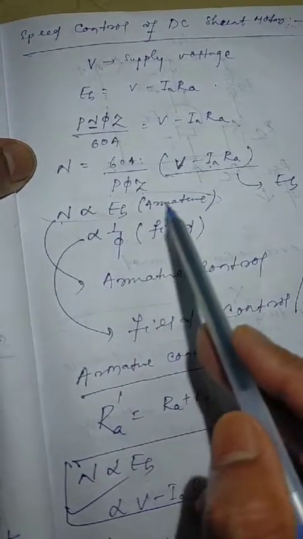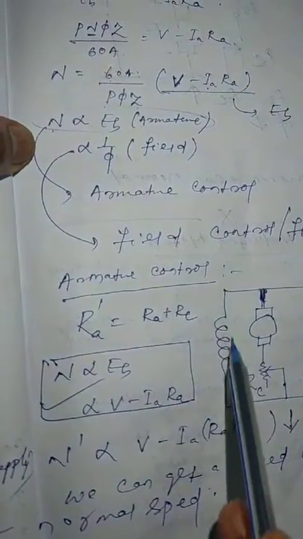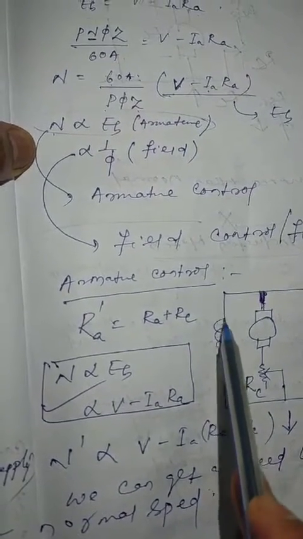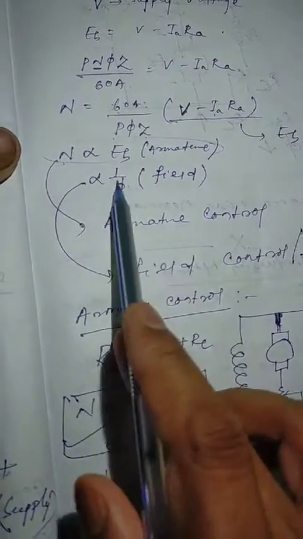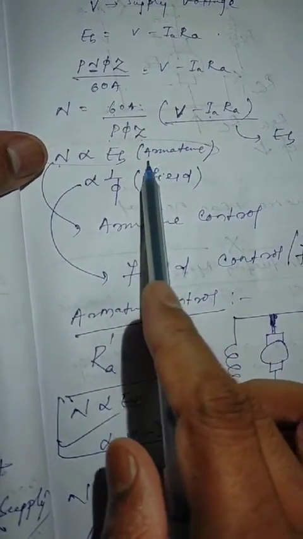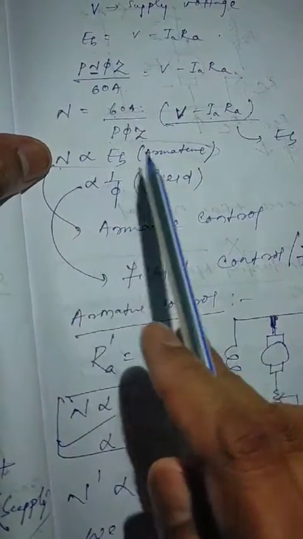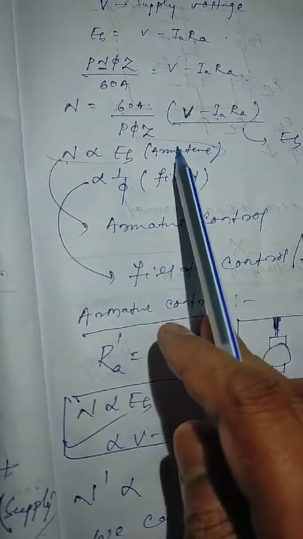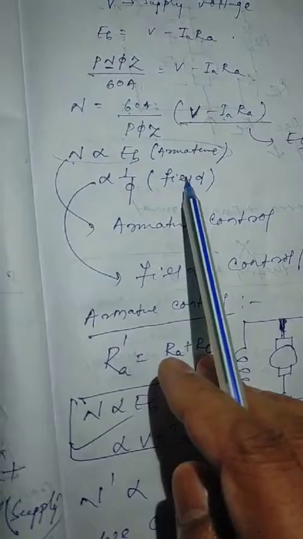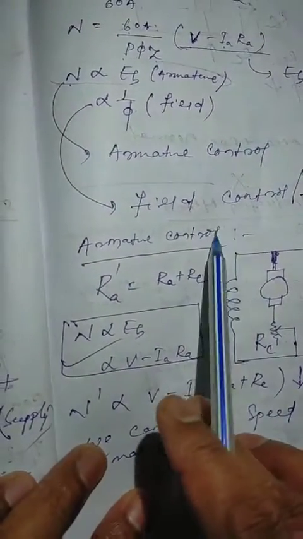Clear? How is EB related? EB is related to the armature. And where is phi? Phi is the flux which is created in the field winding. So N is inversely proportional to phi. That means through the armature circuit we can change the speed, and through the field circuit we can change the speed. Whenever we change the speed through the armature circuit, it is known as armature control. Whenever we change it with respect to the field circuit, it is known as field control. So we have either the armature control or the field control method.